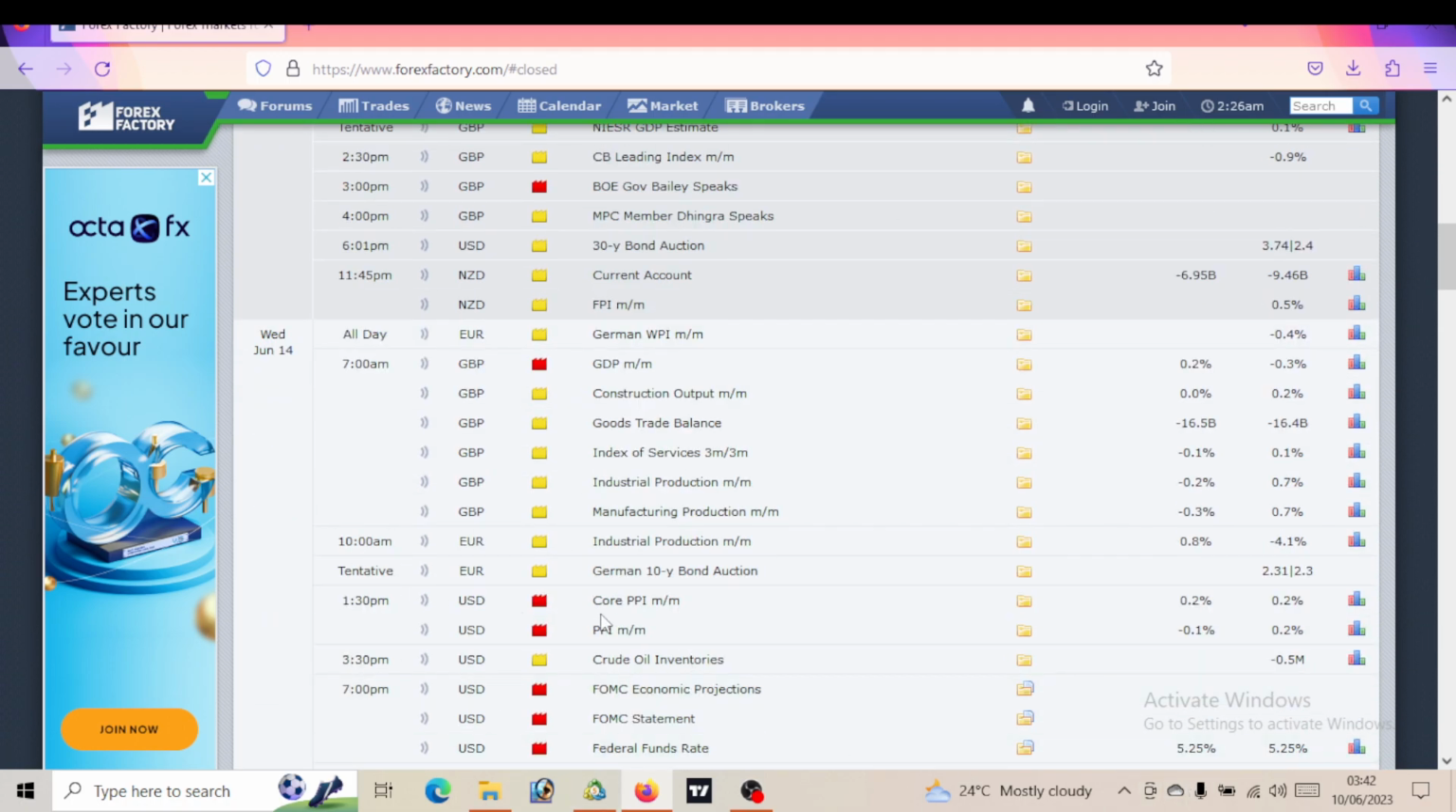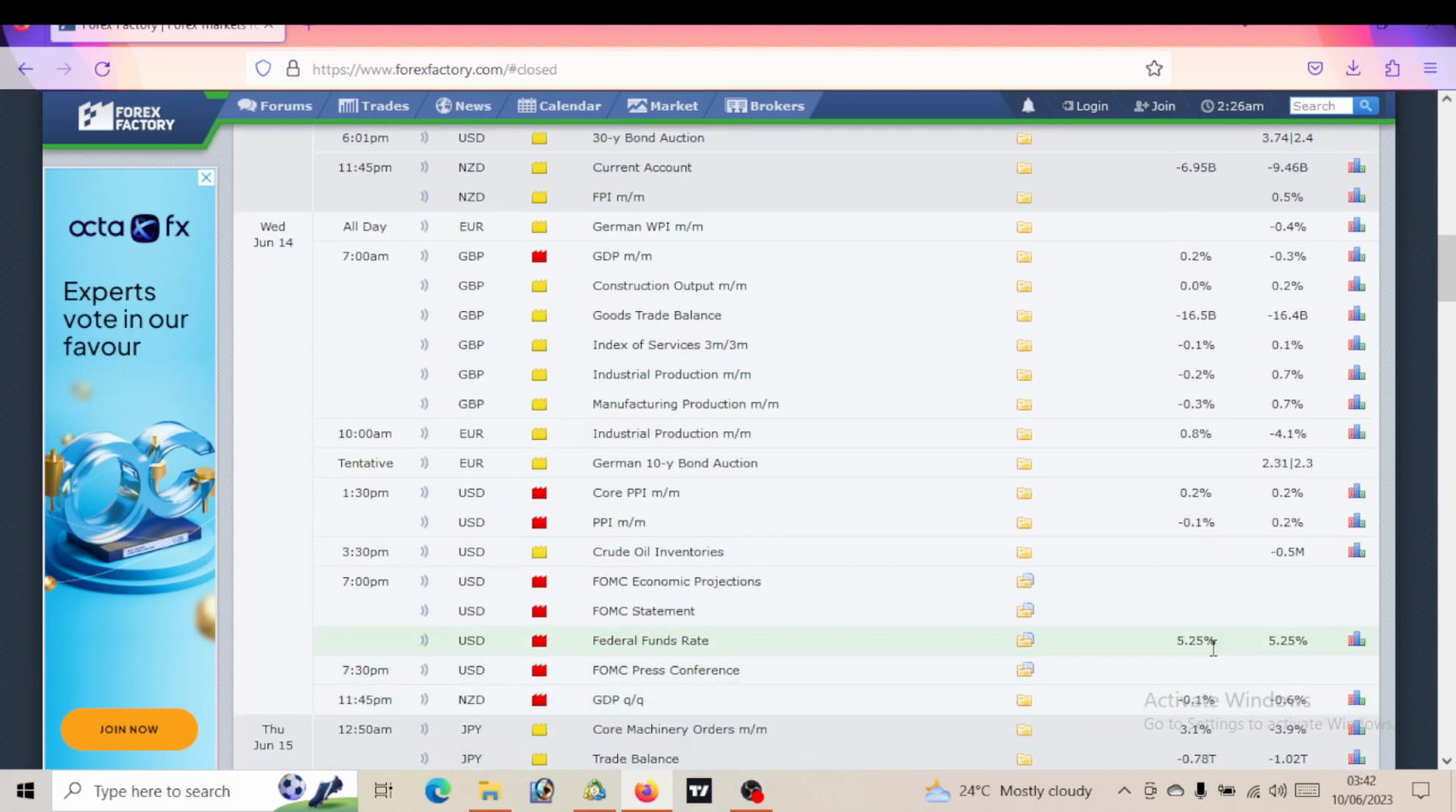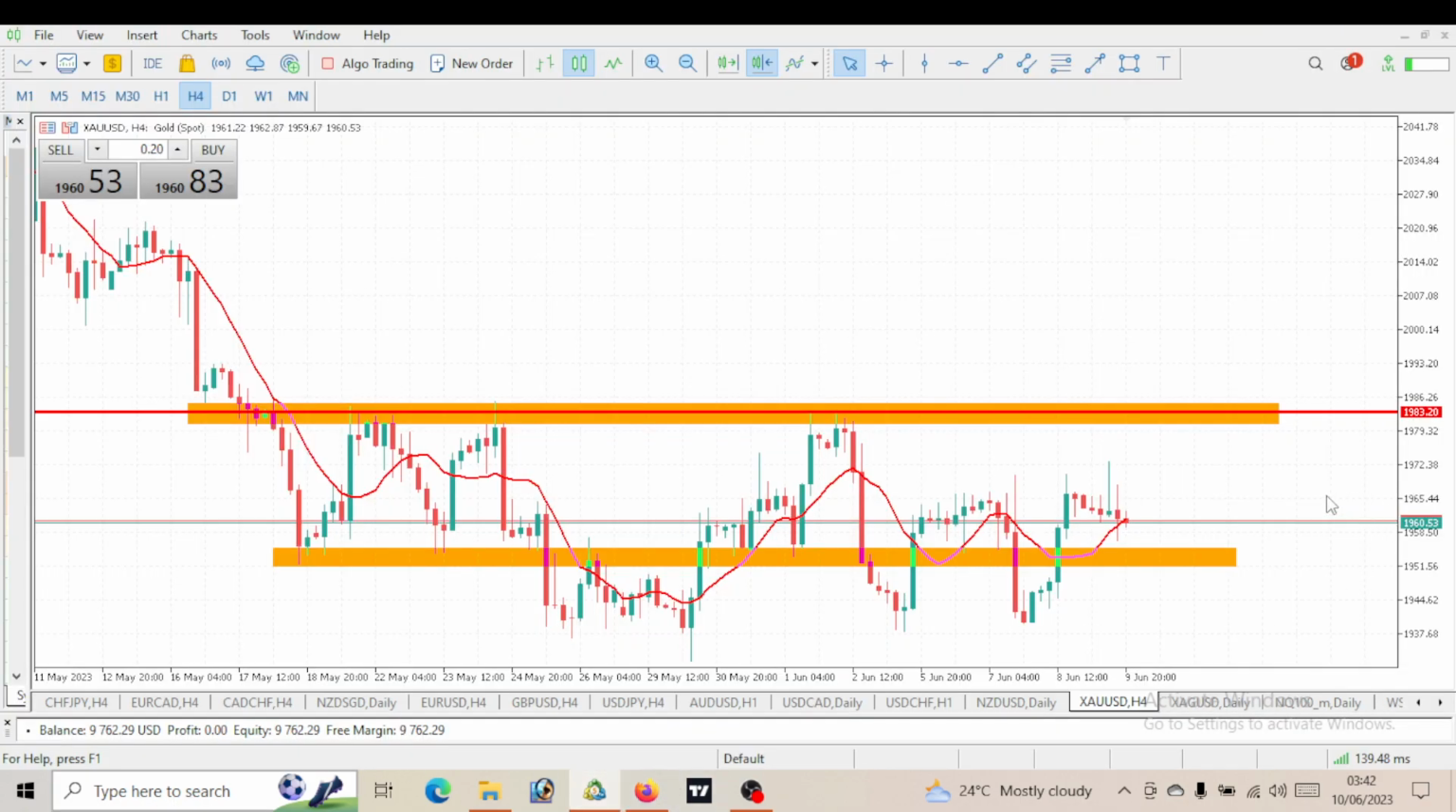Now on Wednesday, we will be expecting core PPI. We will also be expecting PPI. Then we'll be expecting federal fund rates to remain the same. If it remains the same, then USD should fall. But if it increases, we are very likely to see a bullish move on USD. But if it still remains the same at 5.25, if it is not changed, or if it is cut down, then USD has to fall, giving way for our gold to even break out of this resistance level. So we should be expecting a breakout. If you are to sell, that would be a very bad idea. You should be looking for a buy on gold this week.